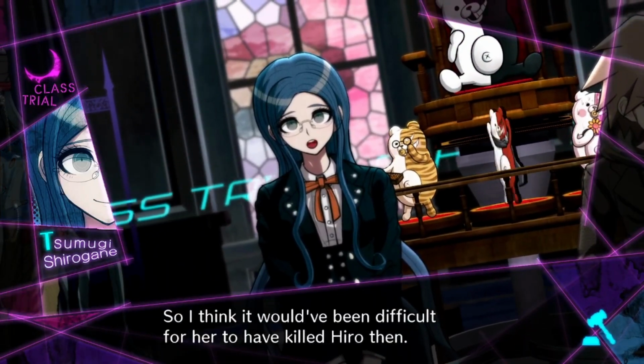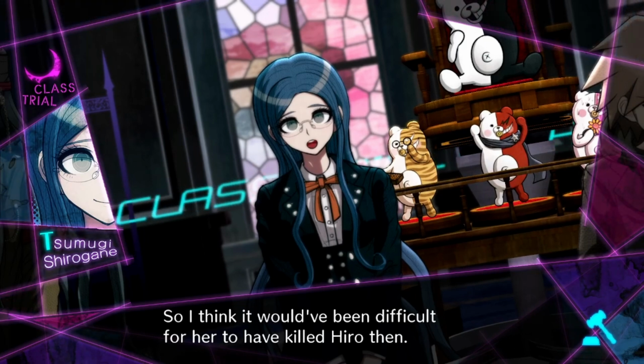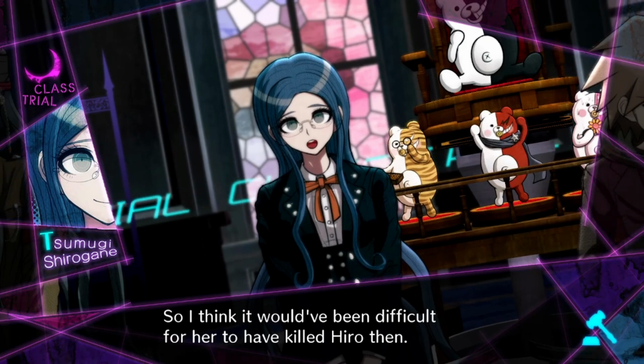I like how the little bears behind the little Monokuma kids do funny little dances.